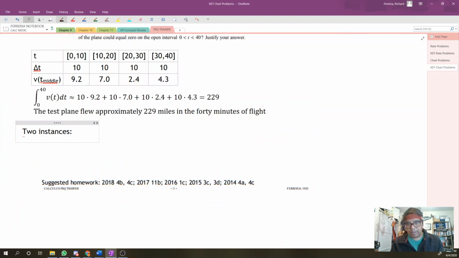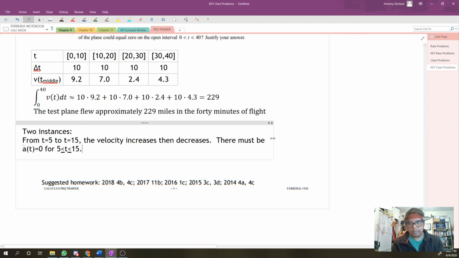So first, answer the question. Two instances where we are assured of an acceleration being 0. From t equals 5 to t equals 15, the velocity increases and then decreases. So there must be a t between 5 and 15 where acceleration equals 0.